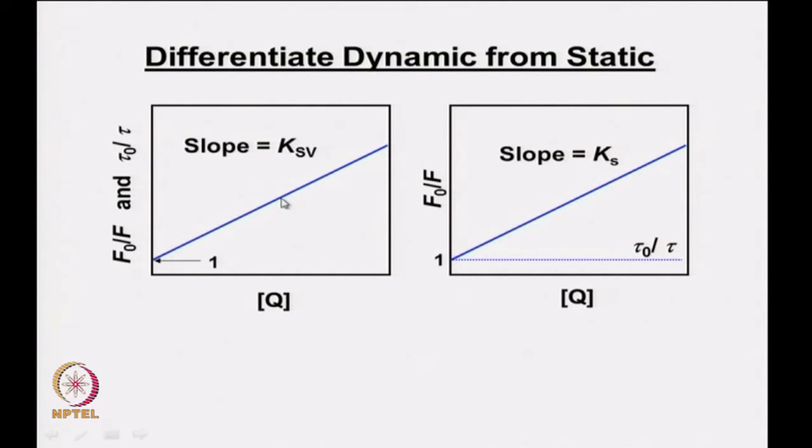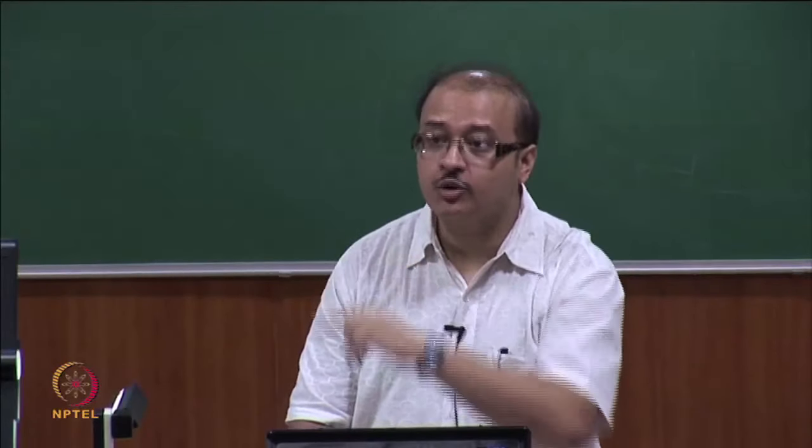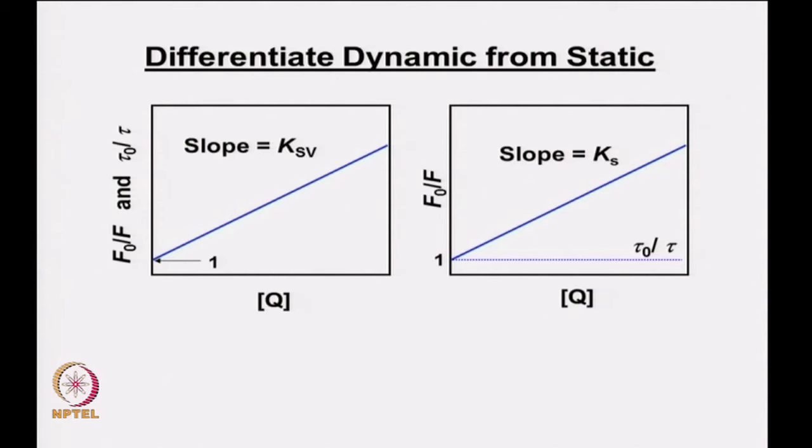If you look now at the left plot, just see on the y axis of the left panel, what we are writing out here is F0 by F and tau 0 by tau. Now, because F0 by F was equal to tau 0 by tau, it does not matter which one we plot, we are going to get the same straight line, like this, a linearly increasing plot. However, look at the right panel now, on the y axis I only have F0 by F, we do not have tau 0 by tau.